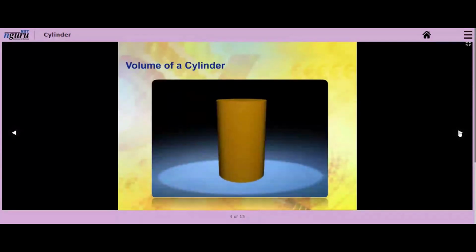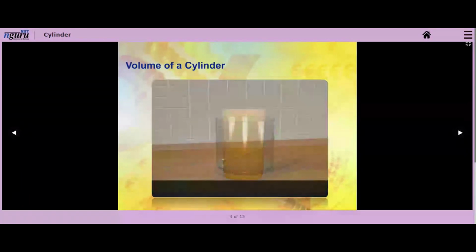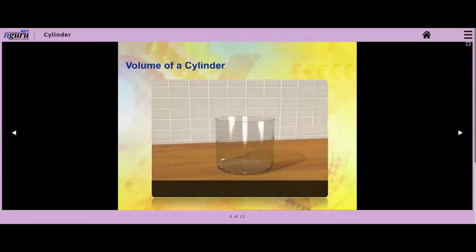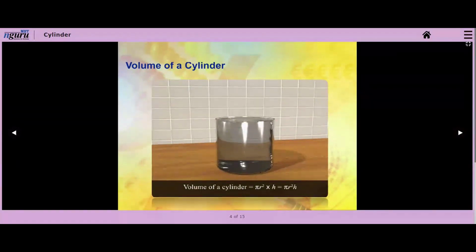Let's perform an activity to find out the volume of a right circular cylinder. Observe that when we pour a liquid into a cylindrical jar, it first covers the base and then rises. Thus, the volume of a cylinder is given by the area of its base multiplied by its height. So, the volume of a cylinder is equal to pi r square h.